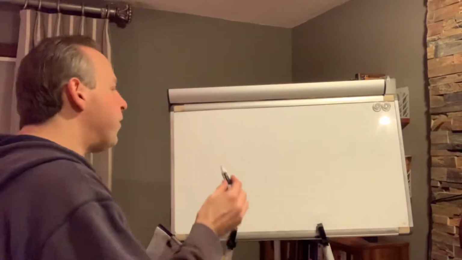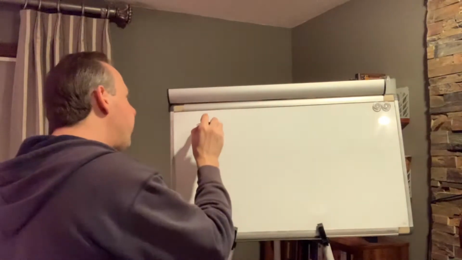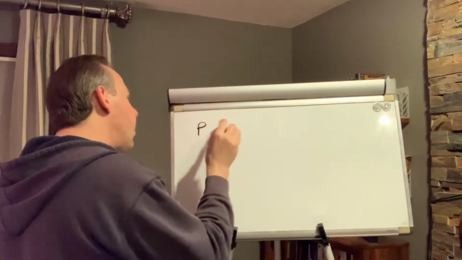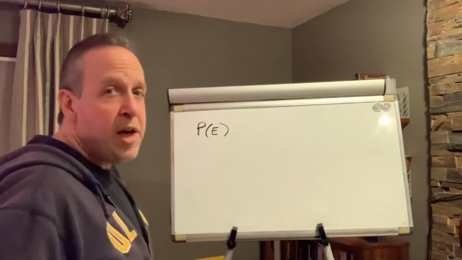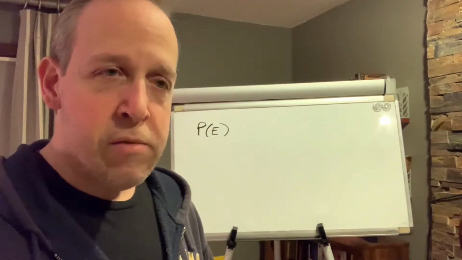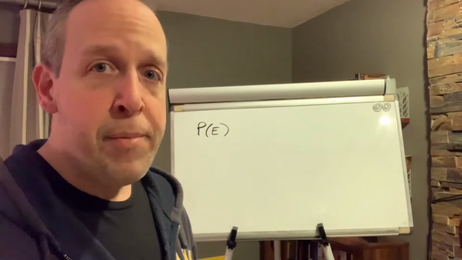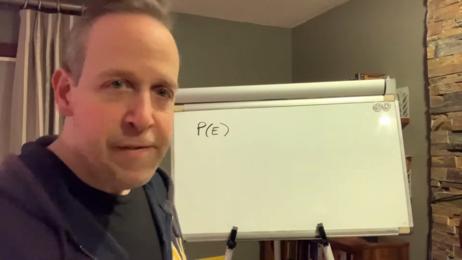So first of all, what is the definition of probability and the notation we use? We use a capital P to indicate the probability of, and in parentheses it's whatever we're looking for the probability of. A capital E stands for event. It's a very generic way to write the probability of something happening. When we actually use a problem, we'll plug it in with something specific.